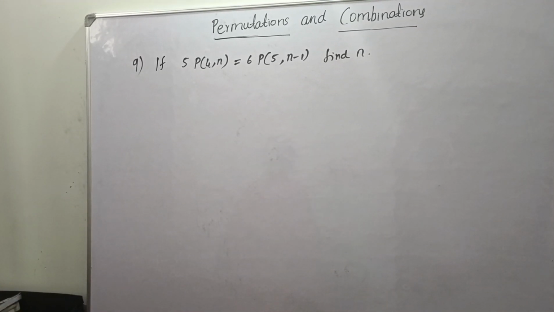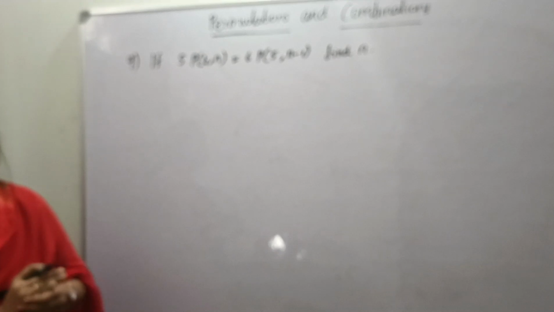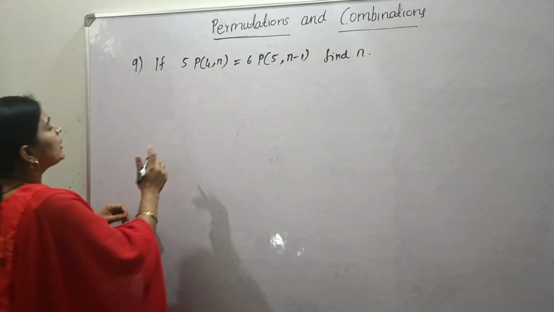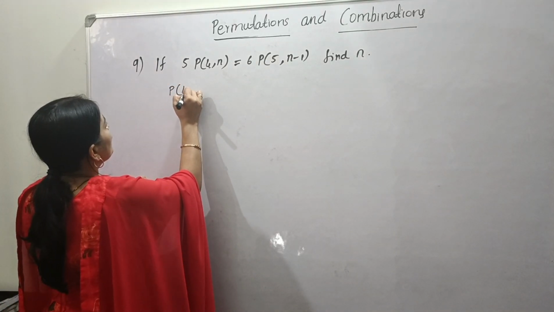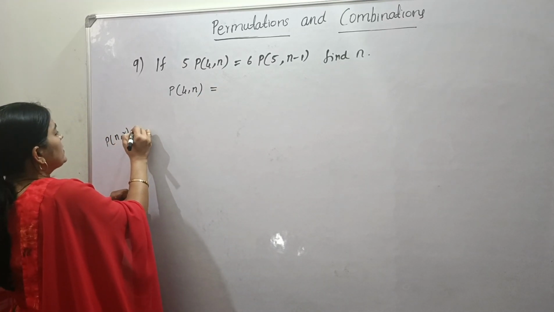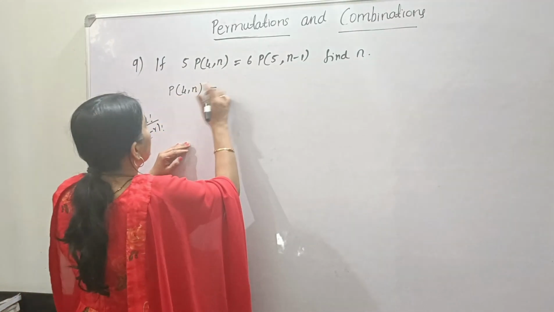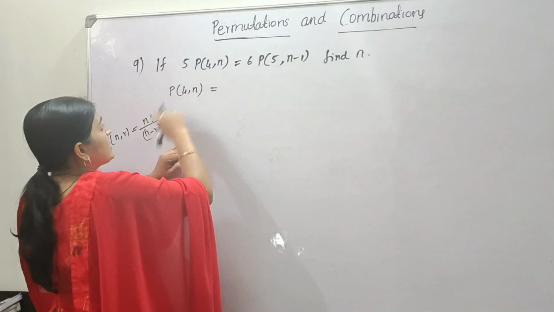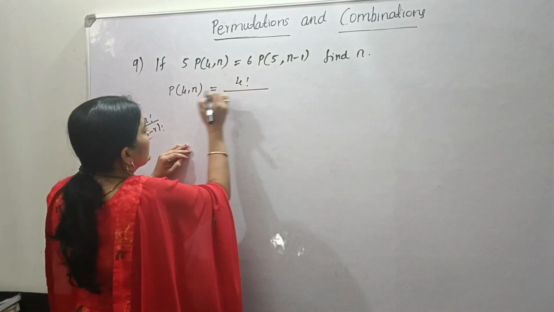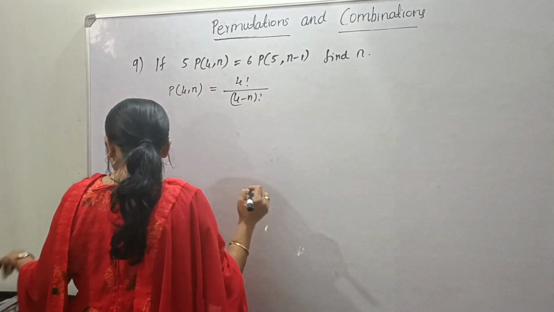Next question is, if 5P(4,n) is equal to 6P(5,n minus 1), find n. So here also let us apply the permutation formula. See here P(4,n), we know that P(n,r) is equal to n factorial divided by (n minus r) factorial, right? So here n is equal to 4, r is equal to n. So P(4,n) is equal to 4 factorial divided by (4 minus n) factorial, right?